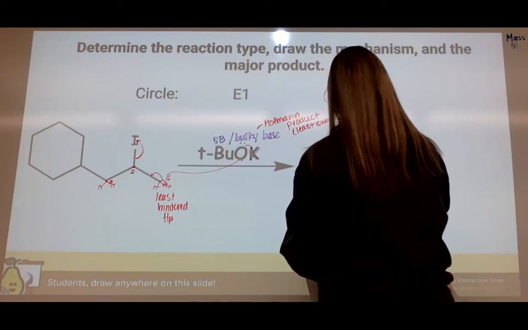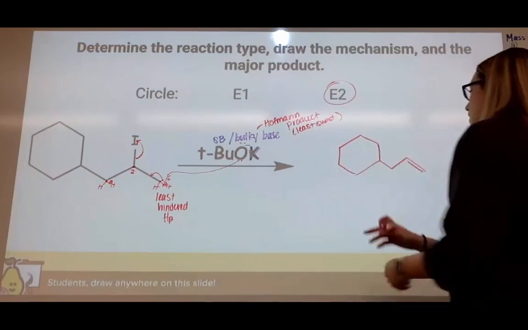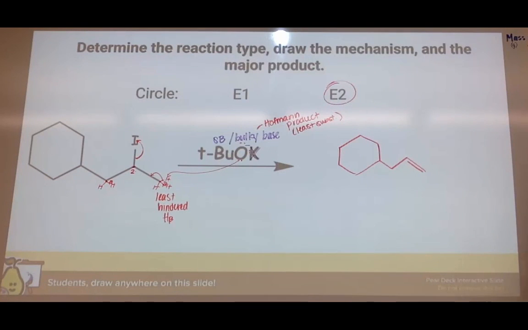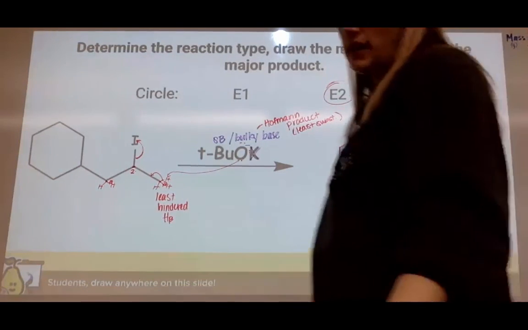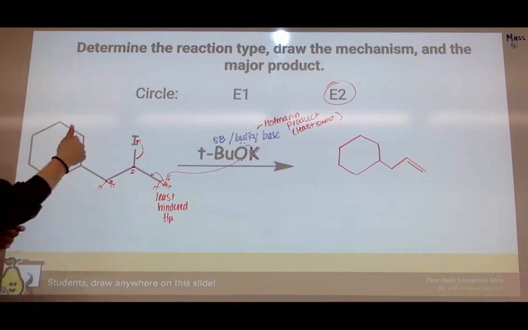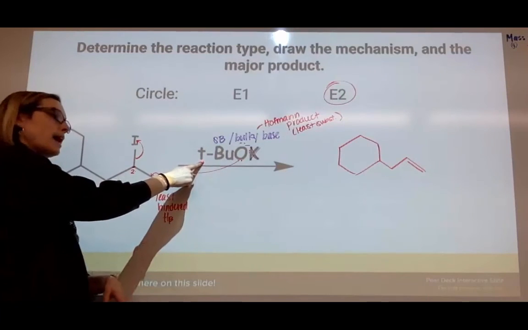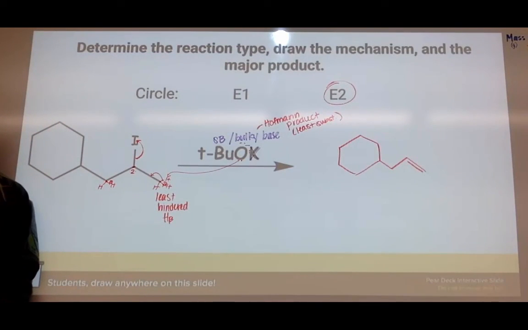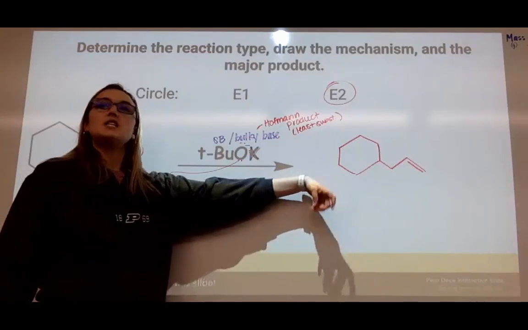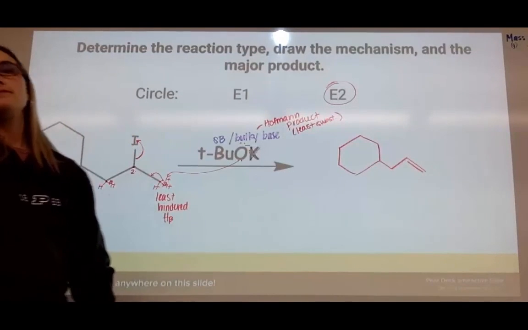What that's going to give us is the least substituted alkene. So this is going to be the Hofmann product. It's going to happen all at once. If this were not a bulky base, if this were something just like hydroxide or like OCH3 minus, then it would have formed the more substituted. But with bulky bases, you don't have a major and a minor product. It is just the least substituted alkene.